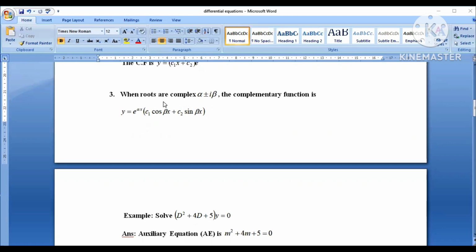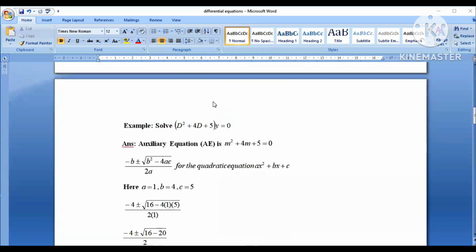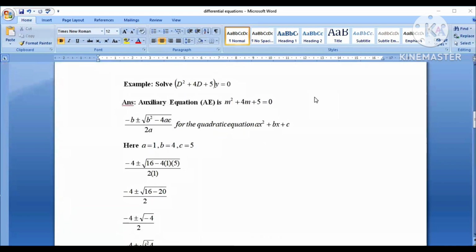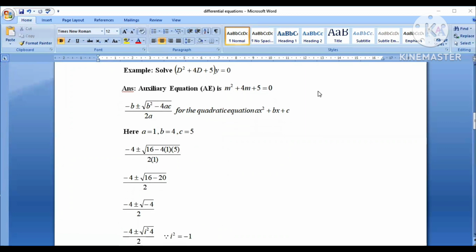Solve d square plus 4d plus 5 into y is equal to 0. Auxiliary equation is m square plus 4m plus 5 is equal to 0. So you can find it by the quadratic equation formula: minus b plus or minus square root of b square minus 4ac, whole divided by 2a, for the quadratic equation ax square plus bx plus c. This is the formula.